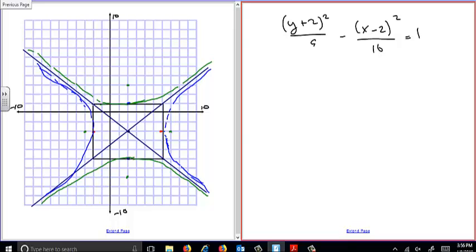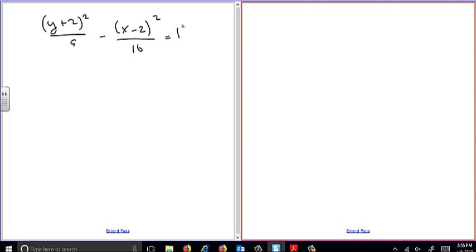Okay, so now what we need to do is show you how you go from something that's not in standard form. We've gone from standard form to plotting it. If you have something like the following, 9x squared minus y squared minus 36x minus 6y plus 18 equals 0, you'll notice you have a positive x squared term and a negative y squared term.